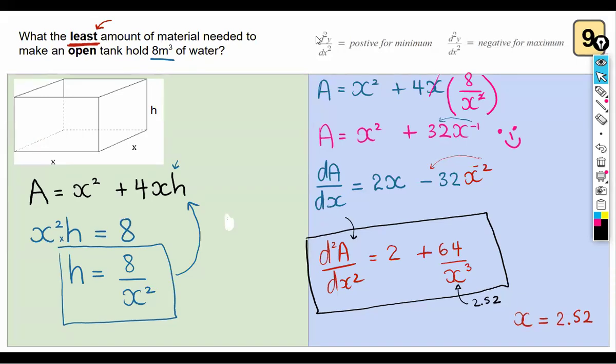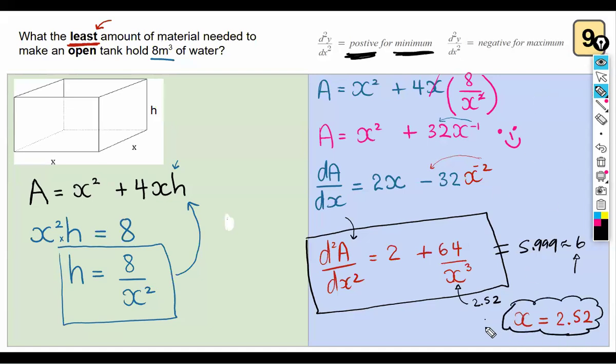64 divided by 2.52 cubed, and then we add 2. Anybody getting something real close to 6, like 5.9999, approximately positive 6? Anybody can confirm that? And of course, 6 is what kind of value? A positive value. Positive is minimum, right? Positive is minimum. So this value of x, this 2.52, is great for minimum values, and we want a minimum value.